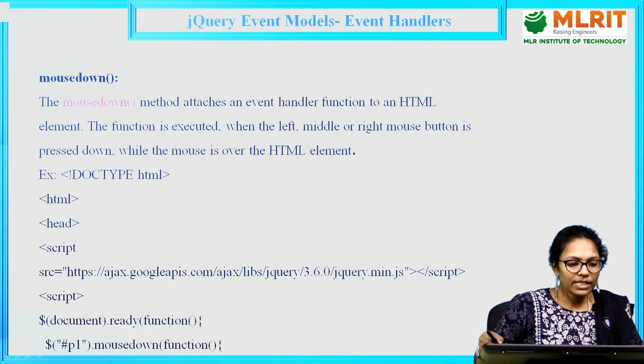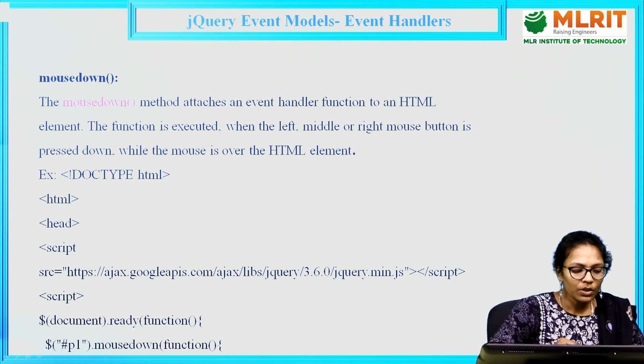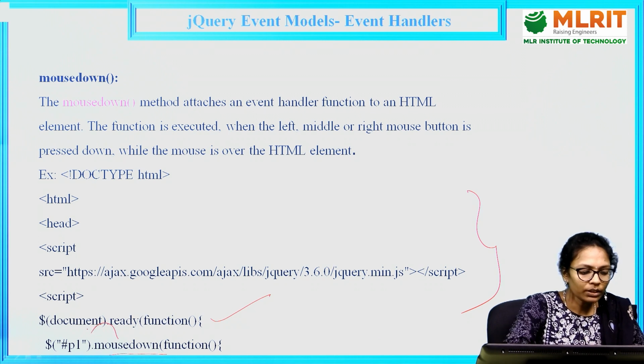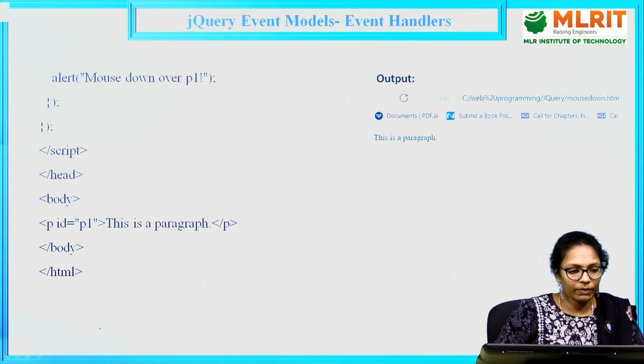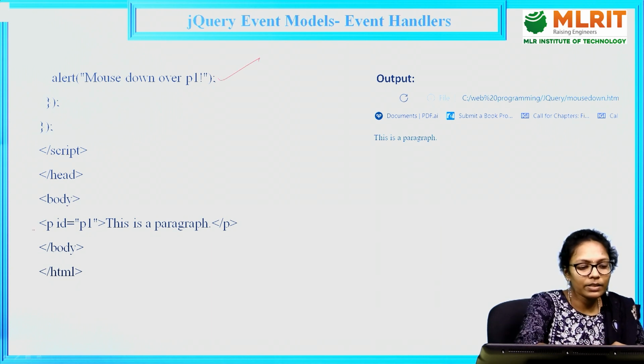So next is mouse down. So if you click on your mouse, mouse will be down here, right? So whenever you click on the mouse, the status of this mouse button will be down, right? So this is common library. Whenever your document is ready, you're applying this mouse down for the element which is having P1. So same thing, you're generating some alert message here, and what is P1? It's a paragraph element, right?